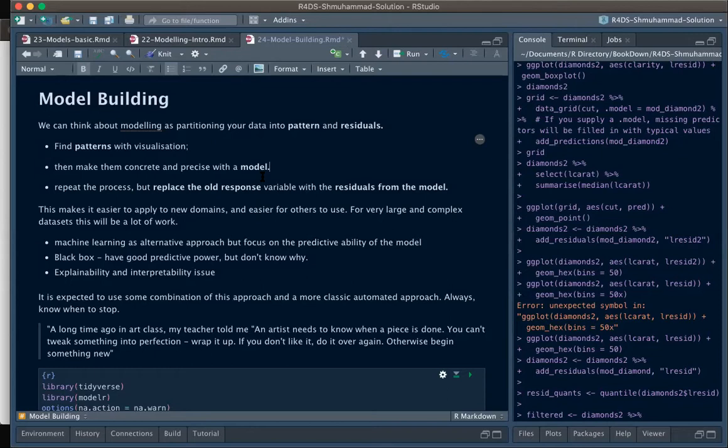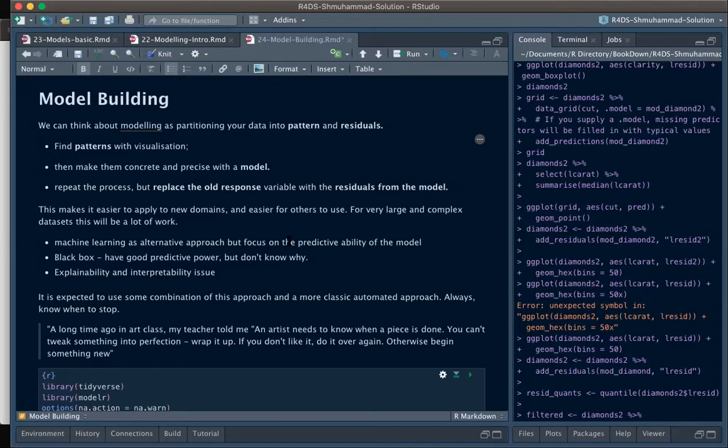So when you find a pattern using visualization with the data, now you have some insight into what the model is. Okay, it is linear, there is this kind of relationship. Then the next step is to use the model to fit the data to make the visualization you had more concrete. And you repeat the process, but now you replace the old response variable with the residuals from the model so that you see the data, how it looks. So this is the first approach.